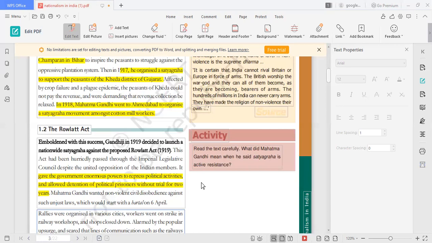Let us stop with this. The next topic, let us see how in different places he organized Satyagraha, the non-cooperation movement.